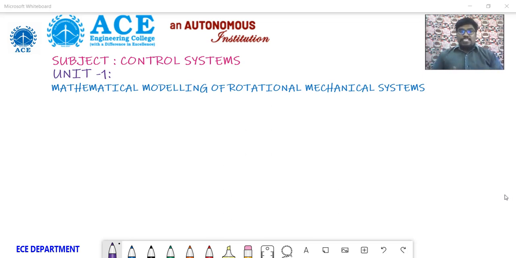Today we are going to discuss mathematical modeling of rotational mechanical systems. Unit 1, subject Control Systems. In the last class we discussed mathematical modeling of translational mechanical systems. So today we are going to discuss rotational mechanical systems.